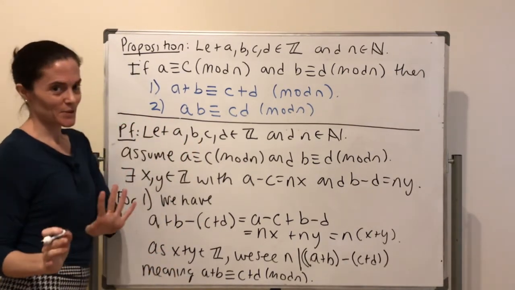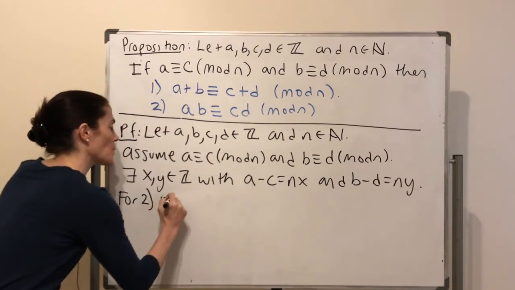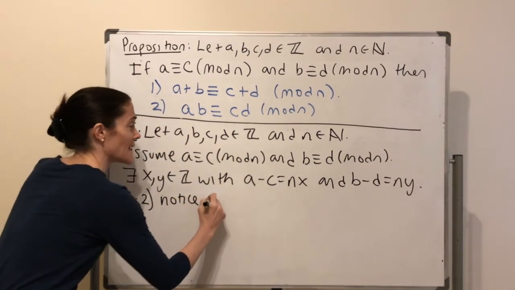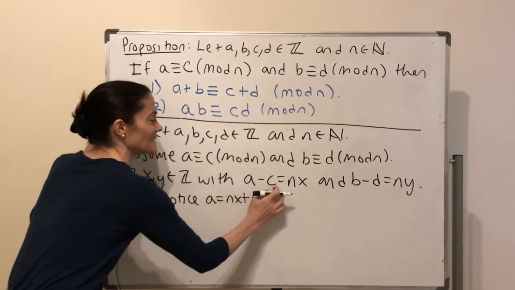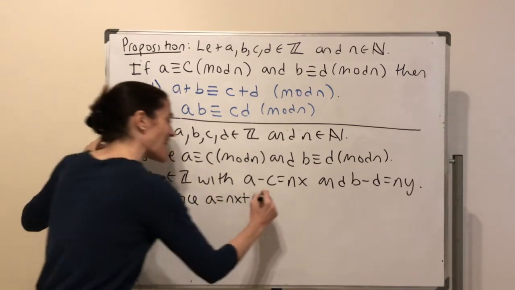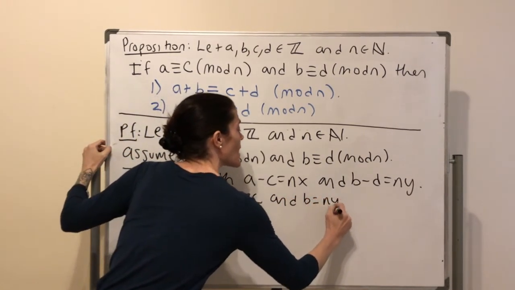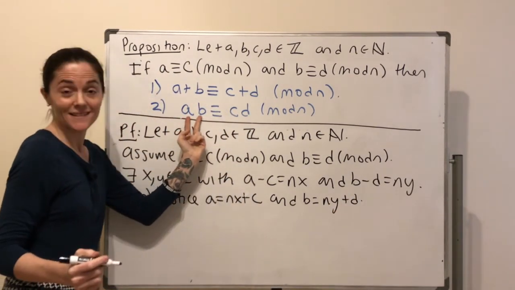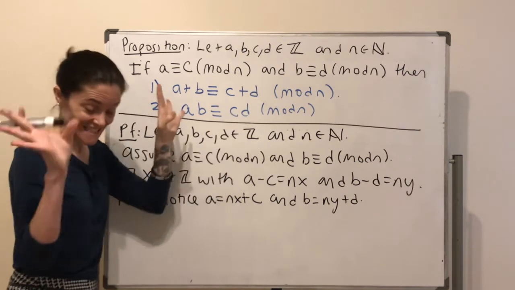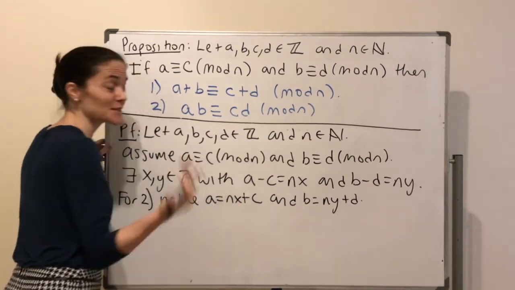Now let's work with number two. I'm just going to write this a little bit differently. So notice, what do we see? That A is NX plus C, if I add C to both sides, and B is NY plus D. Now I want to say that AB, the product, is congruent to CD mod N. So I have these two, and let's just multiply.